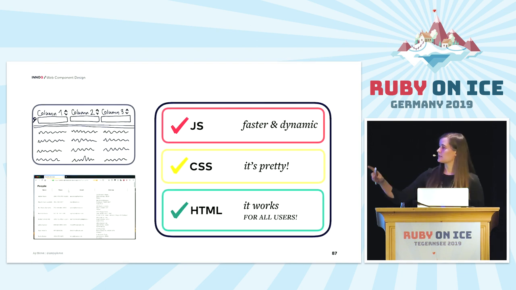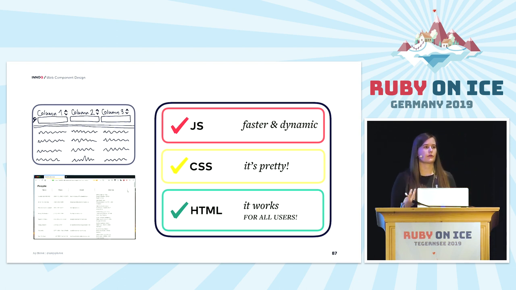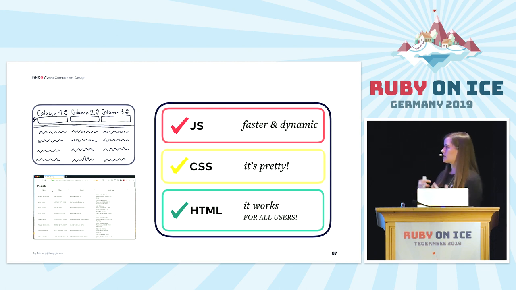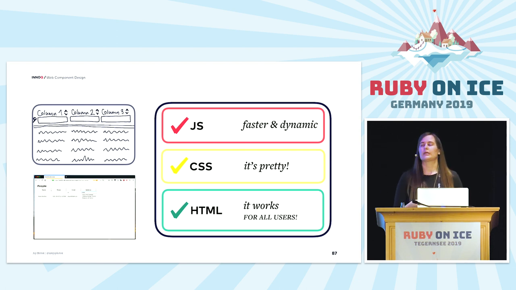So that's what we can see in summary. Our component is composed of HTML to make it work for all users and be accessible for all users. We've made it pretty. We've also made it possible for our users to easily extend the component so that they can make it look like their user interface. And with JavaScript, we've improved our component to make it faster and more dynamic.